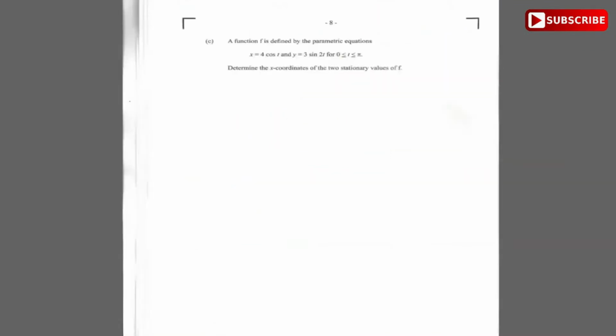Final part of this question now, we have that a function is defined by the parametric equation x equals 4 cos t and y equals 3 sin 2t. Determine the x coordinates of the stationary points. So if x is equal to 4 cos t, we can find dx/dt. When you differentiate cos, you get minus sine. So dx/dt is minus 4 sin t.